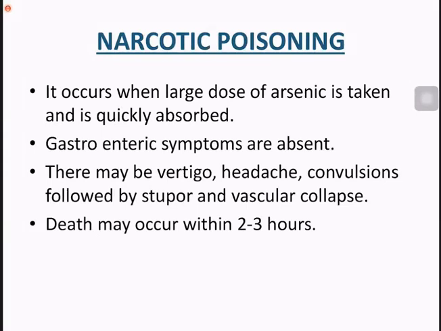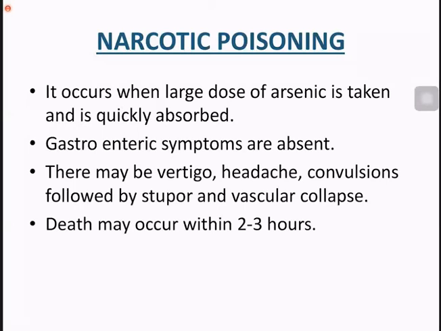Now, if someone takes arsenic in very high doses and acutely, like all in one go, and the dose is sufficiently large, the GI symptoms are not there. Now, we don't know exactly why this happens, because at first arsenic is irritating the GI lining, but when taken in extremely large doses, it doesn't produce that much of GI symptoms. There may be some mild nausea or epigastric pain, but nothing very significant that we should term it as GI symptoms. However, the large doses of arsenic produce some narcotic actions.